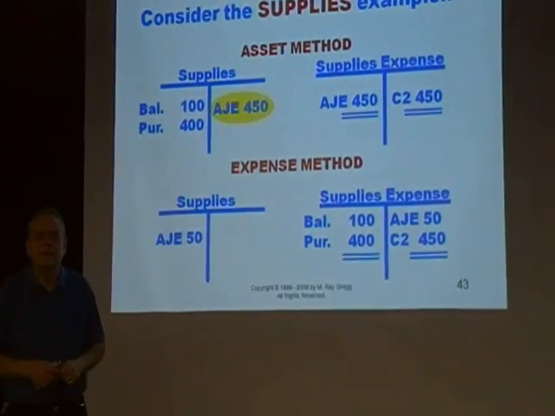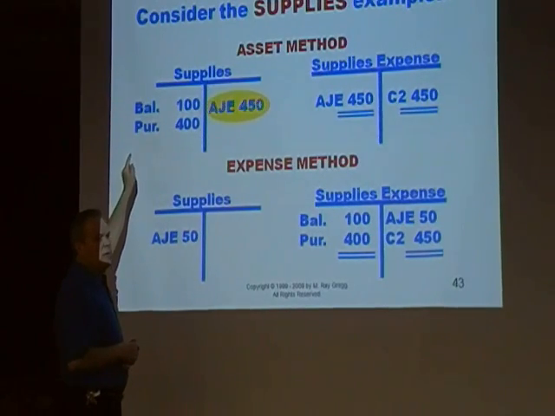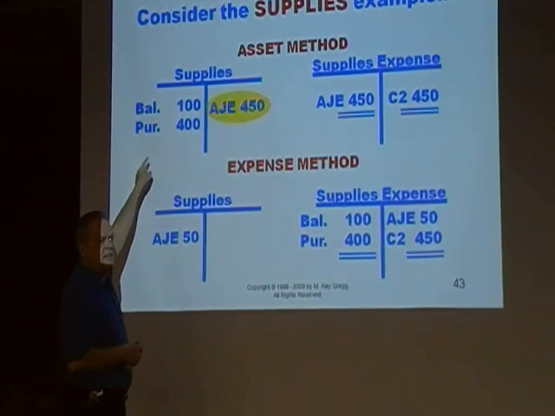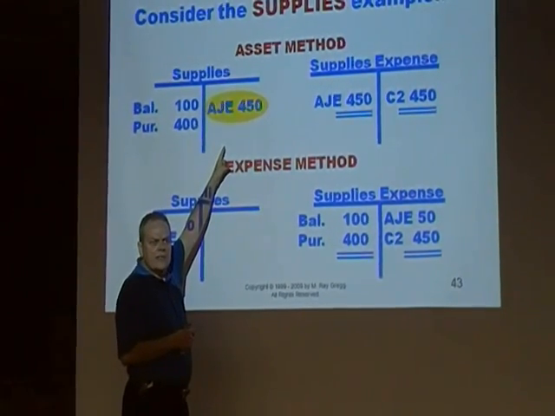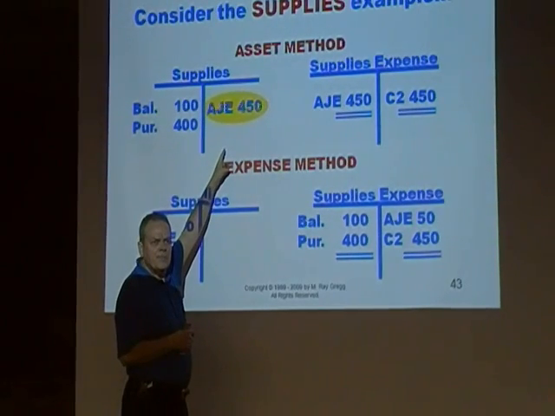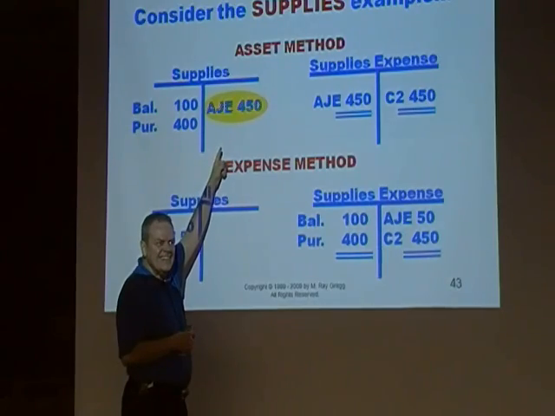Supplies. Now, there's a beginning balance, and then we went 19 more times and debited this account for $400 total. Is this the first entry in that account? Yes or no? No, there were 20 other entries.